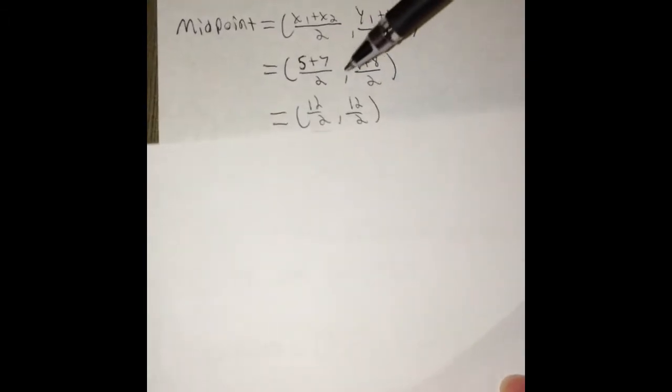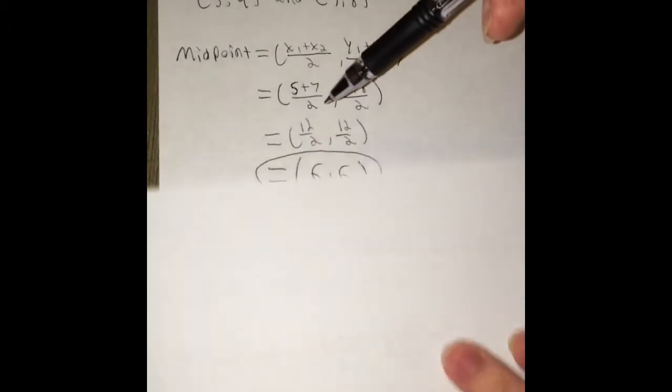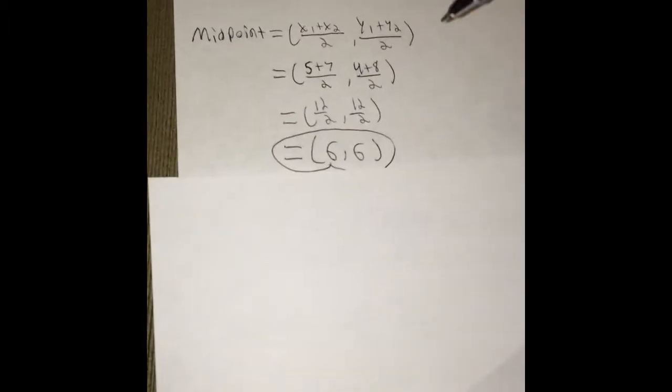And the next step would be adding the 5 and the 7, which would give you 12, and then adding the 4 and the 8, which would give you 12 again. So then you're left with 12 over 2, comma, 12 over 2. And both of those would simplify to 6 and 6. So you're left with 6, comma 6.